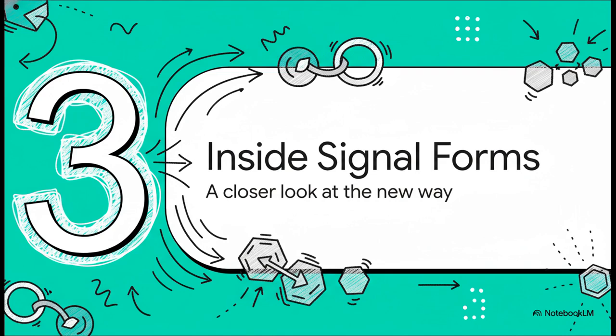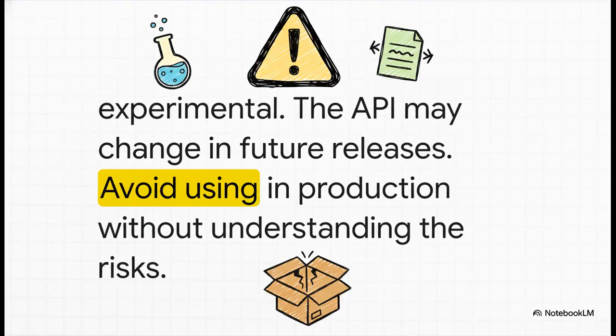We're going to do a deep dive into Signal Forms, because this isn't just some new syntax, it's a fundamental rethinking of how forms work, built from the ground up on Angular's new reactive core, Signals. But first, before we go any further, a really important disclaimer. As of Angular version 21, Signal Forms are officially experimental. This is a big one. It means the API is not set in stone and could change before it's considered stable. So you definitely need to understand that risk before you decide to use this in a production app.